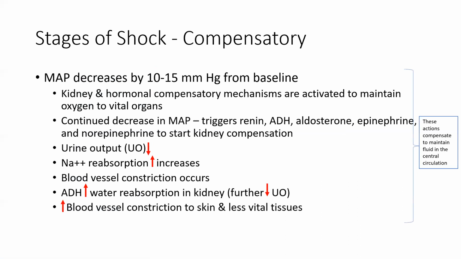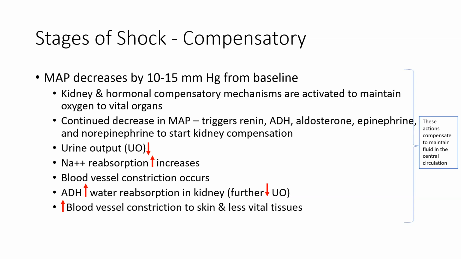Now, when you get into the compensatory stage, you start to see a decline in your mean arterial pressure from the baseline. Remember, we all might have a different mean arterial pressure. The goal is to keep it greater than 65, and that's part of the Surviving Sepsis campaign, I think, in general, just to keep oxygen and tissue perfusion to the vital organs.